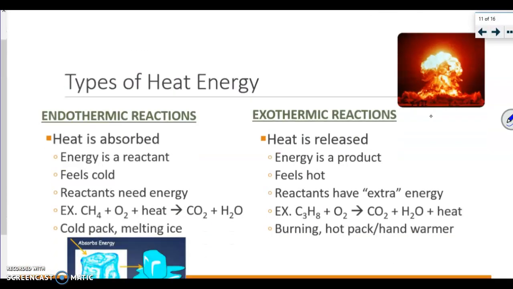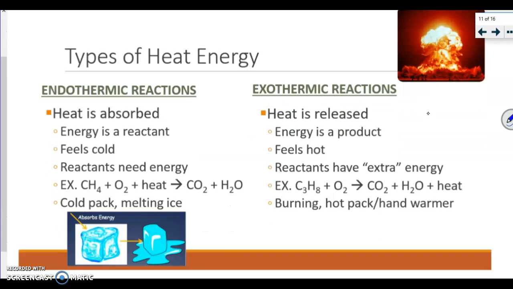Now let's talk about specifically heat energy and types of heat energy. We have endothermic reactions and exothermic reactions. In an endothermic reaction, heat is absorbed. Energy is the reactant, which is going to be the first part of a reaction. Okay, so a reactant meaning that it's the beginning of that reaction. It's going to feel cold because heat is being absorbed and being used. And the reactants are going to need energy to proceed to produce products.